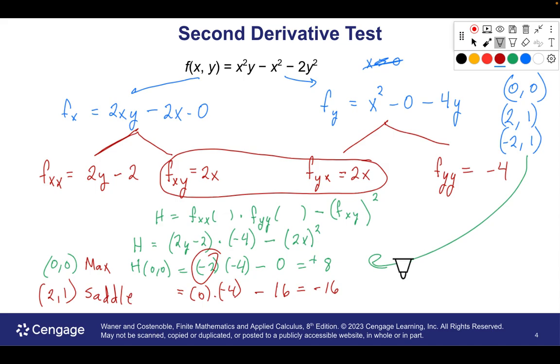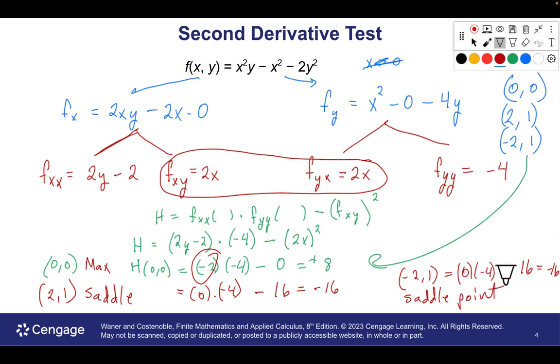Okay, and then you put in the negative 2, 1, and I think you'll see that we still get 0 here, so we get 0 times negative 4. And then we get minus, plugging in negative 2, that gives us negative 4, but when you square it, you still get positive 16. So we get a negative value. And so this also is a saddle point.